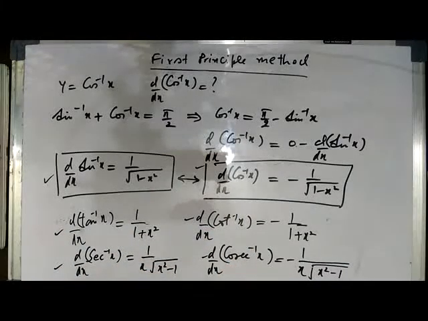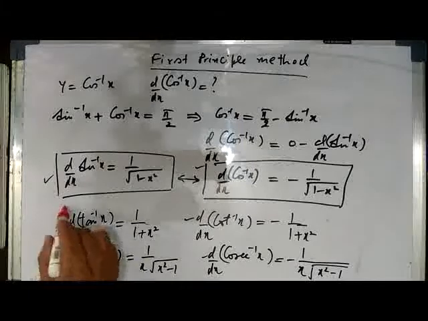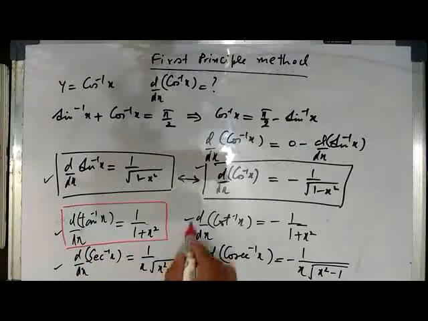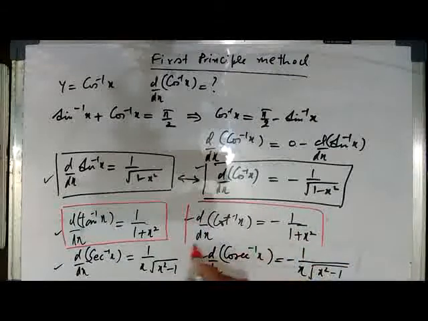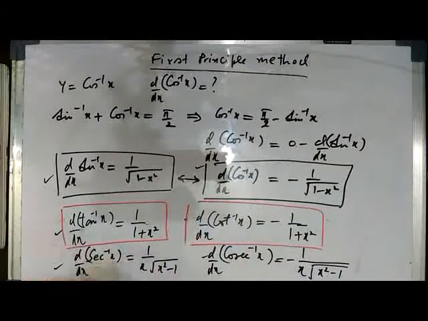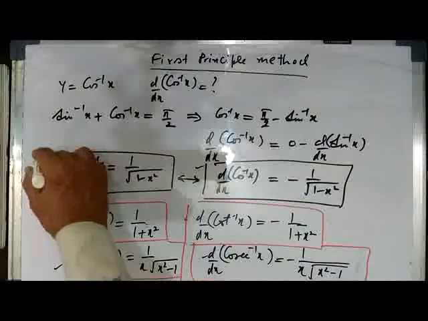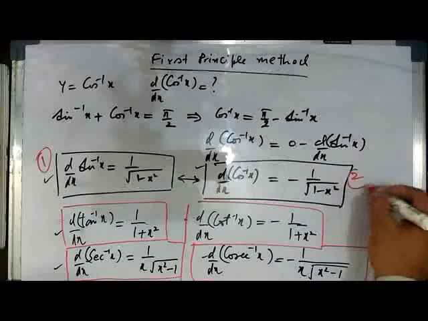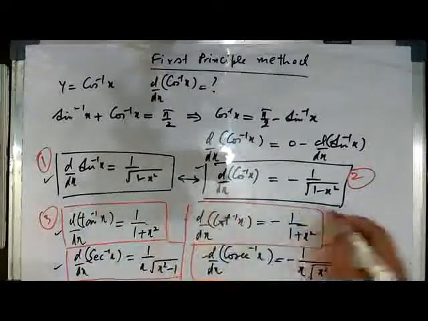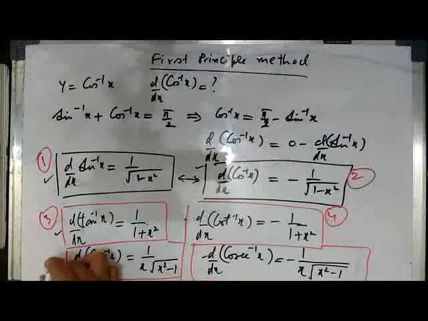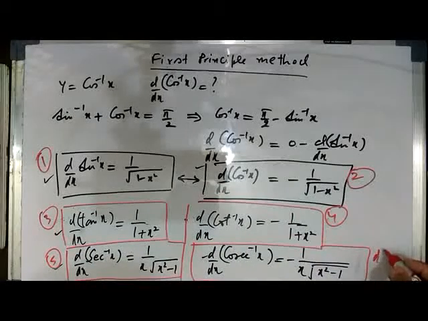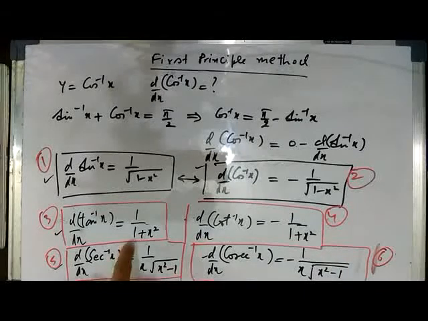So these are the differentials of the 6 inverse trigonometric functions. You can see this one, 1, 2, 3, 4, 5 and 6. For example, I have to establish once again, suppose the differential of tan inverse x.